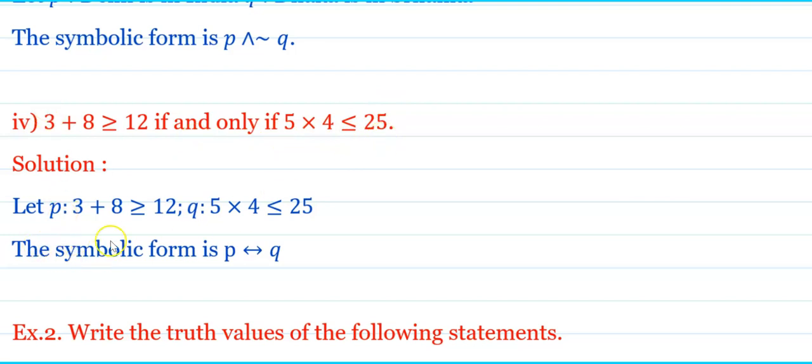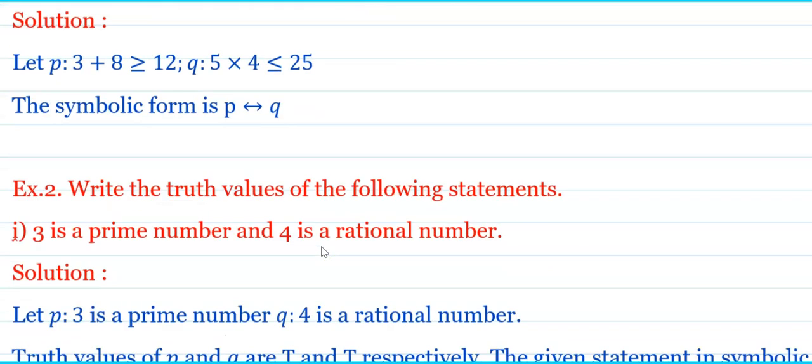Now what will we do for P? First consider P: 3 plus 8 is greater than or equal to 12. And what is Q? 5 into 4 is less than or equal to 25. If and only if means what? Double implication. And therefore the symbolic form is P double implication Q.